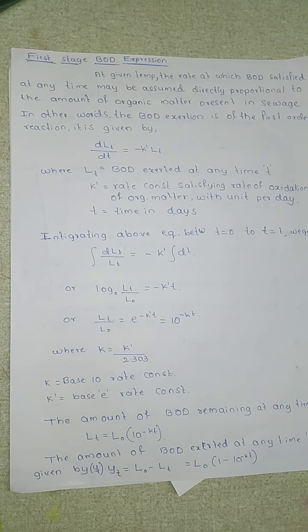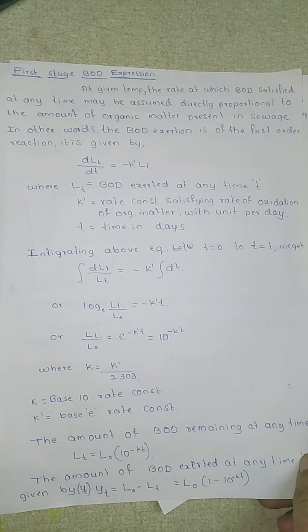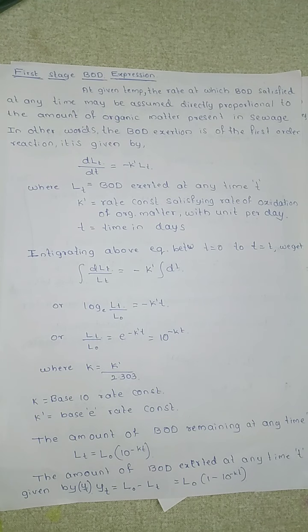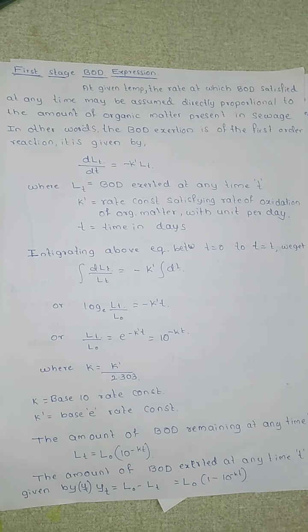In the previous class we have discussed in detail what BOD is, how BOD is related with temperature, how BOD is related with the DO, right? All these things we have seen in the last class, and why BOD is a very important aspect, that also we have seen. The higher the BOD value, the more concentrated the wastewater will be. So now we will straight away discuss the first stage BOD expression.